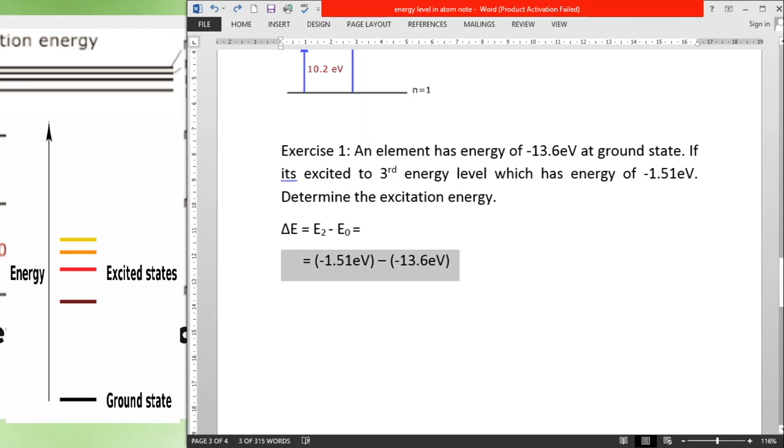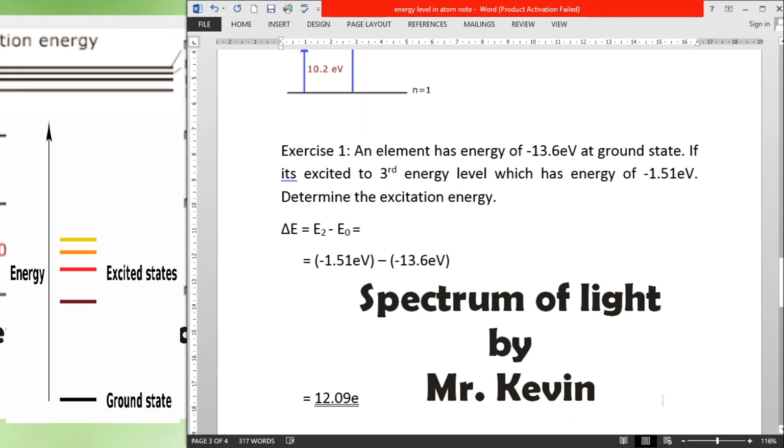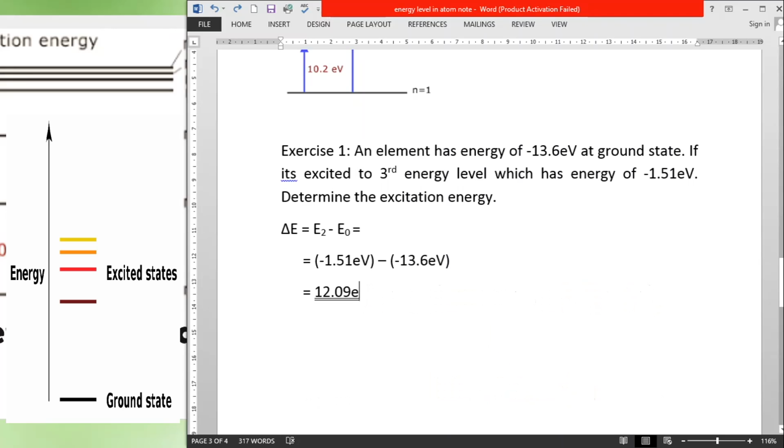The energy of the third level was given to us as minus 1.51 electron volts, while E0 was given to us as minus 13.6 electron volts, which is the ground state. That's why we call it E0. So what did we come up with? We subtract E0 from it to give us 12.09 electron volts. That is what it's going to give to us.